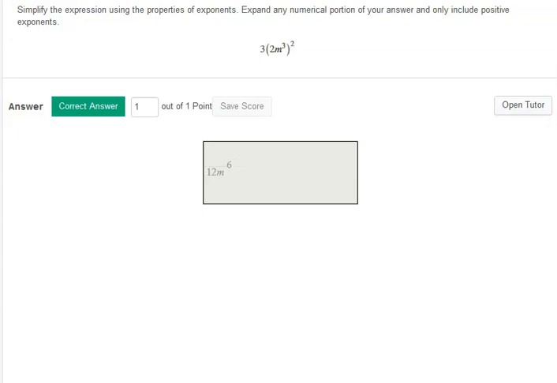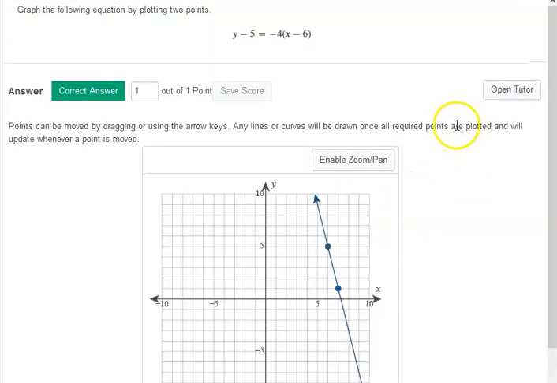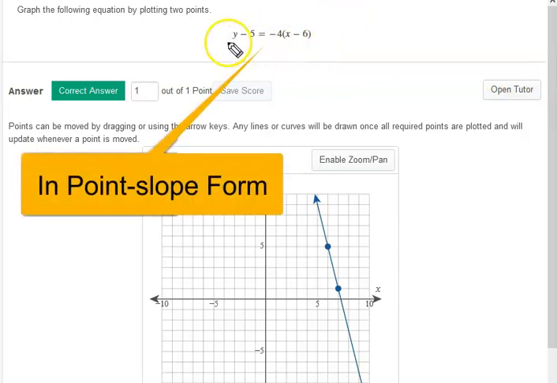All right, let's go on here as the next one comes up. Okay, graph the following equation by plotting 2 points. Again, this one involves lots of knowledge from what we've been doing. Now, looking at this formula here, what formula is that?